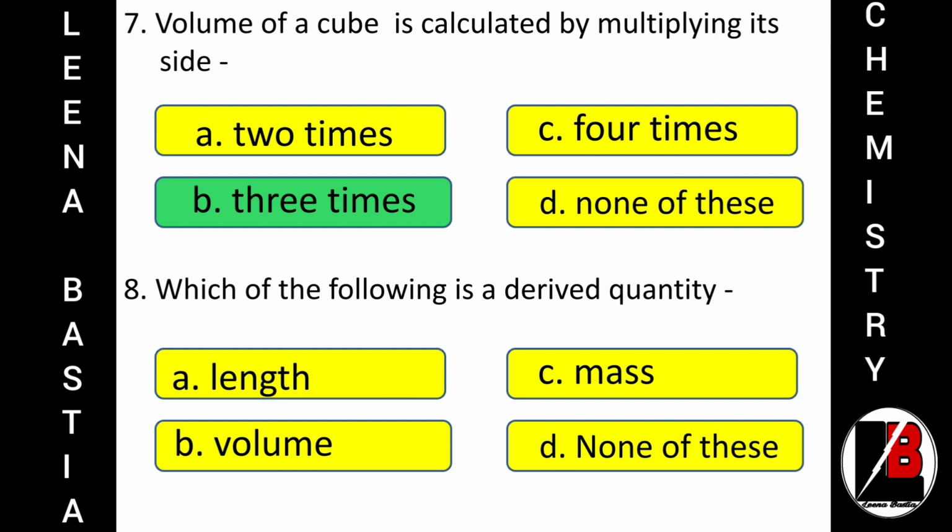The options are length, volume, mass, none of this. So the answer is volume here, because if you see the other options like length and mass, they are not depending on anything. Volume depends on, like just now in question number 7 we had seen, it depends on the side, the length, right?